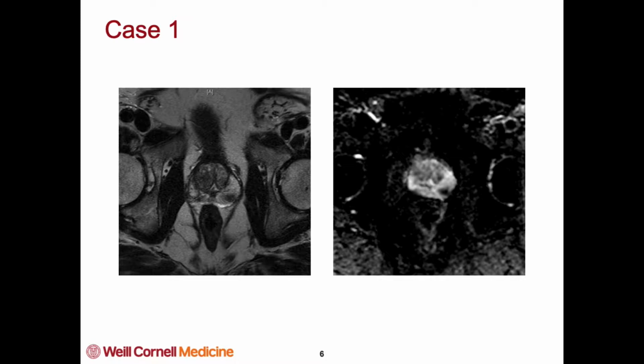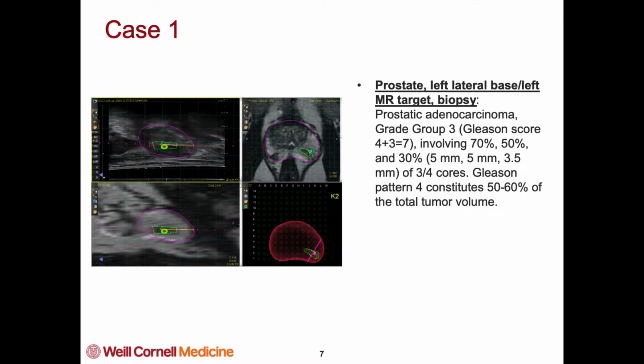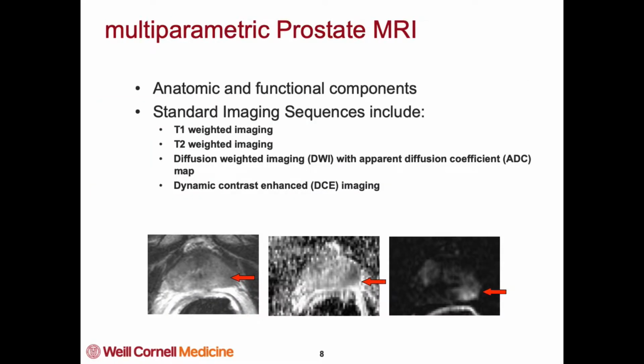So we discussed the risks and benefits of biopsy. He was healthy, and we thought it was warranted. So we proceeded with a transperineal targeted biopsy as well as a systematic biopsy. What we found was a grade group 3 prostate cancer. He elected to undergo radiation therapy. I'm using this case to highlight the benefits of what multiparametric MRI can show us.